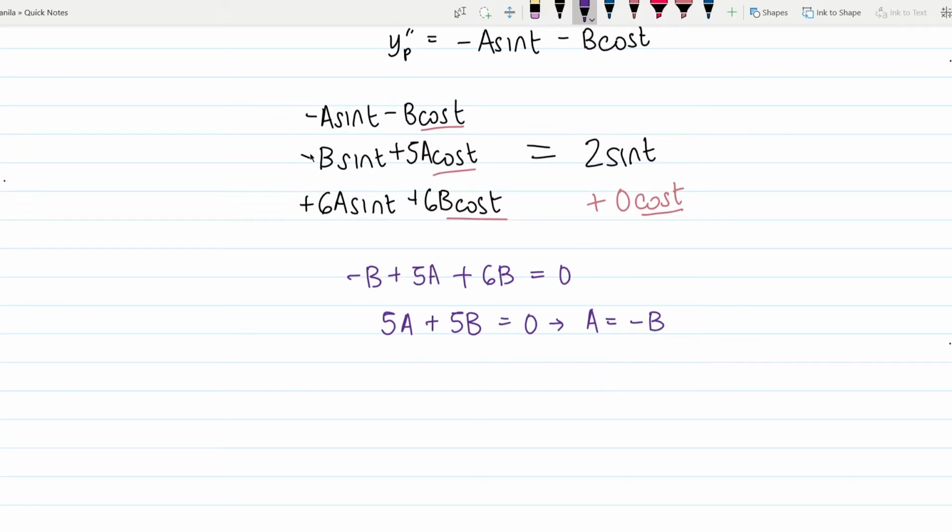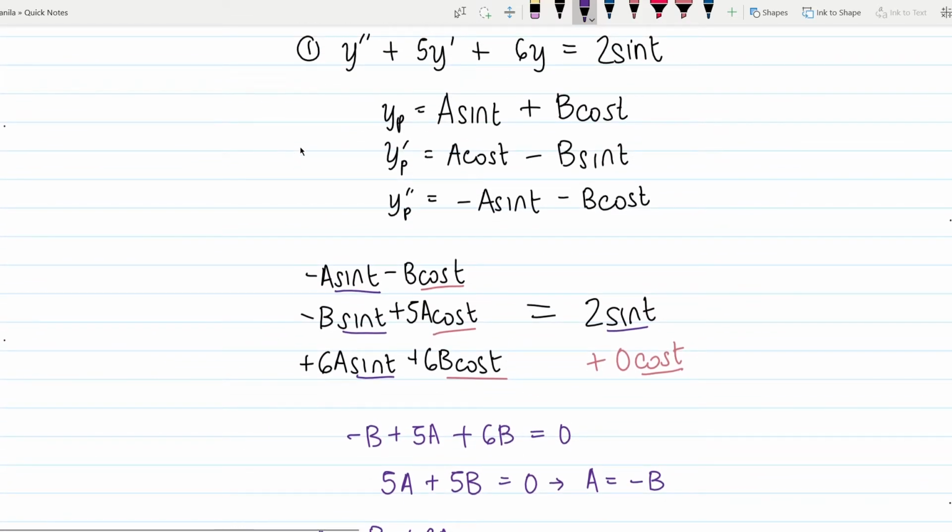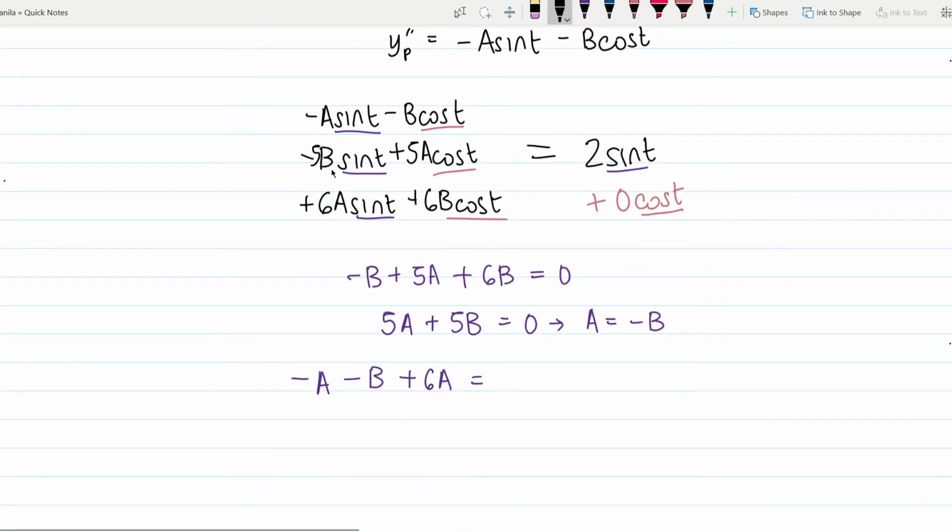On the other hand, here naman tayo sa mga sign. Sine, sine, sine, sine. So what we have here is minus a minus b plus 6a is equal to, I forgot about something. There you go. Kulang tayo ng 5. That's why it looked fishy. Minus 5. Minus a minus 5b plus 6a. That should be equal to 2.